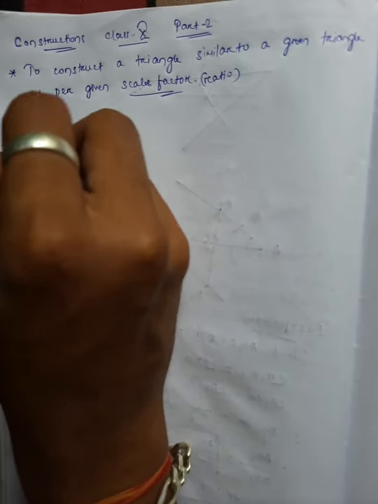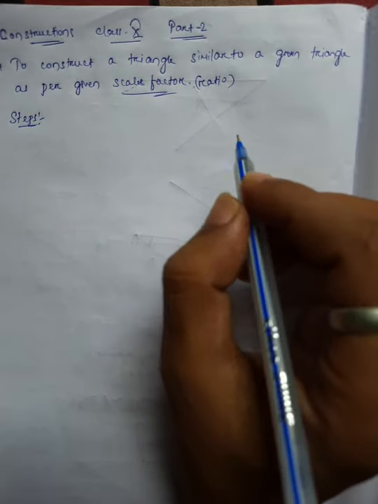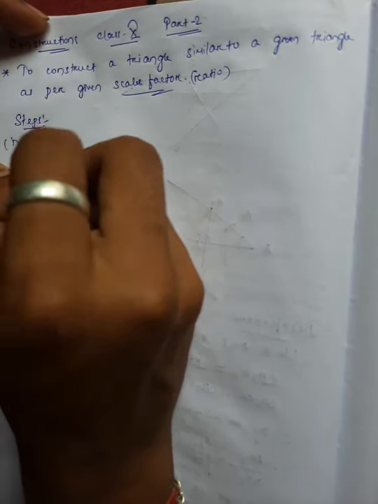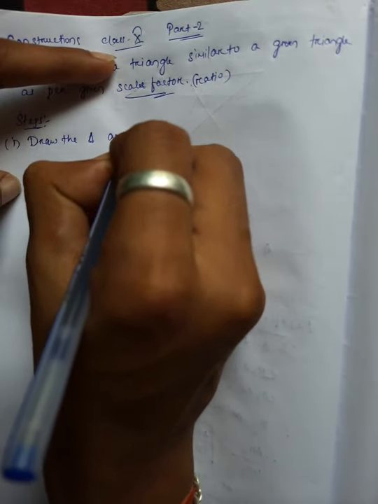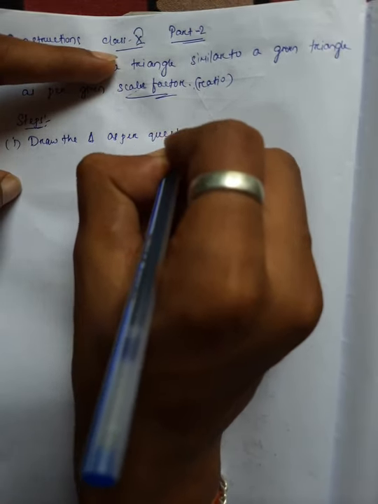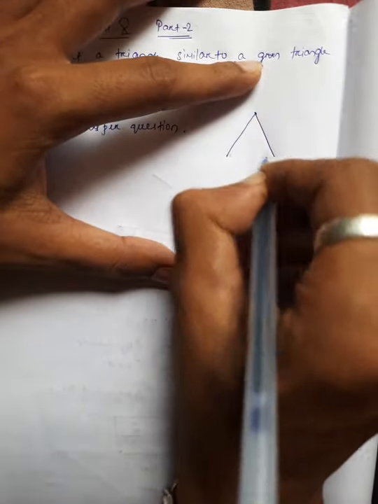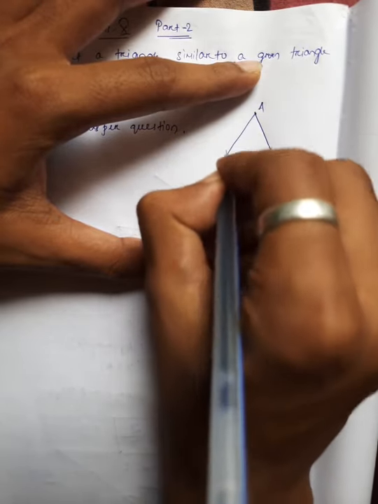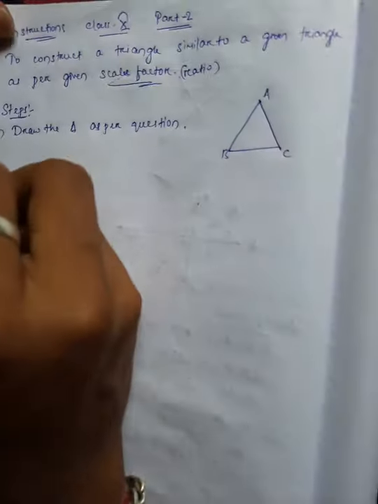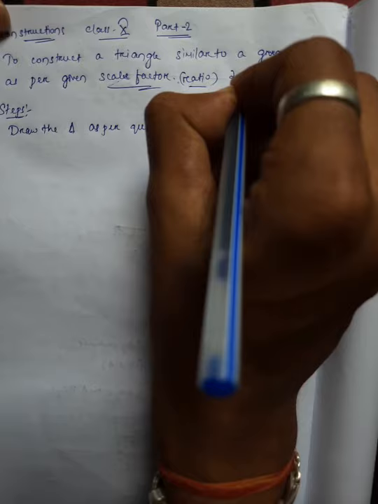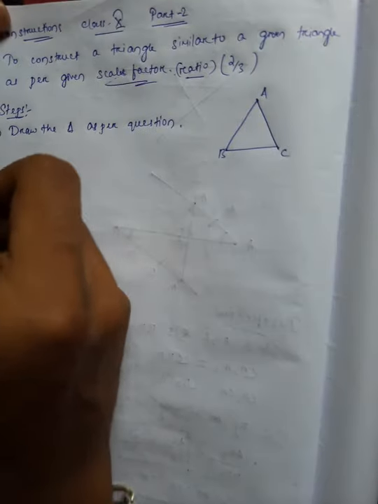Okay. Now first, you have to write down the steps. First we have to draw the triangle as per the question. Now I will draw the triangle. Let it be ABC. Let the ratio be 2 by 3. Okay, 2 by 3, right?